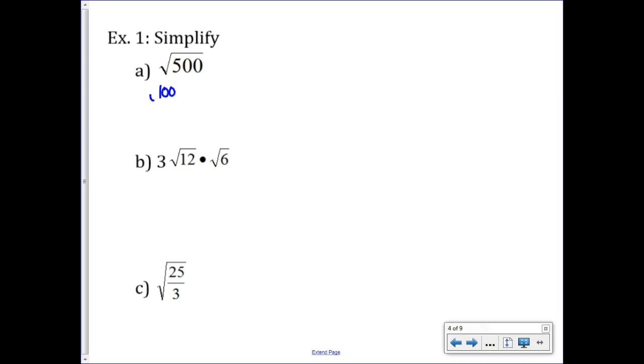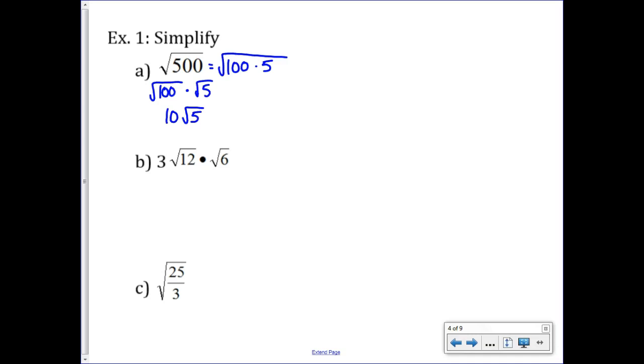Well, we're going to use our rule that when we had the square root of a times b, we can separate that out into the square root of a times the square root of b. So in this case, then, the square root of 100 is just 10, and then we bring down that radical 5, or in this case, the square root of 5.